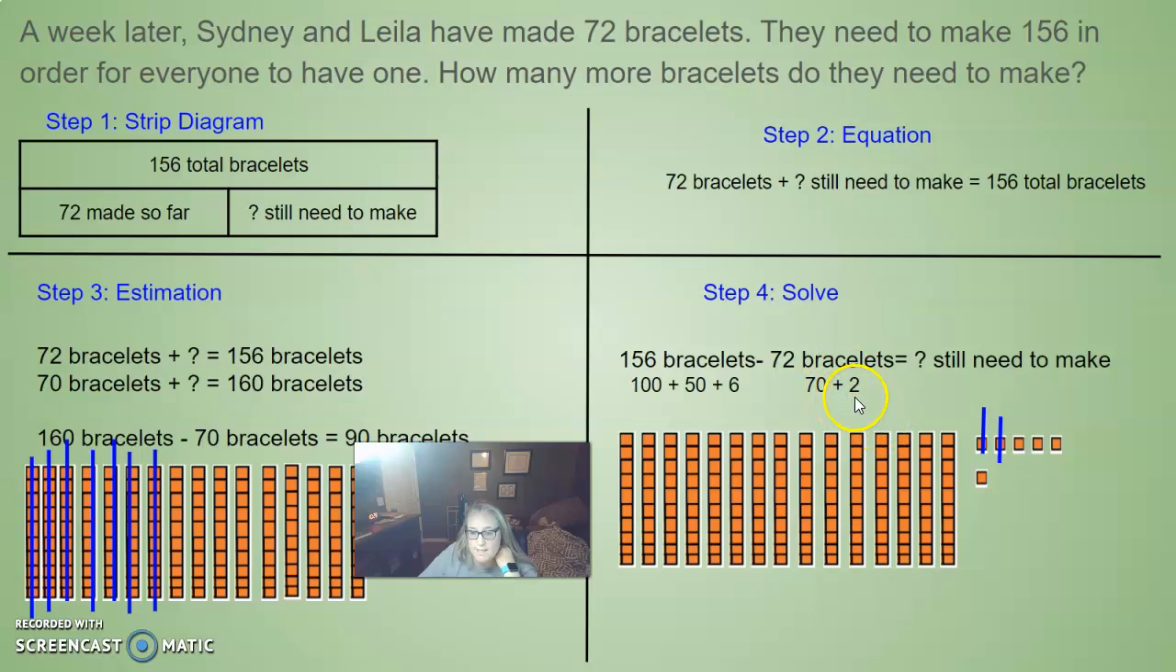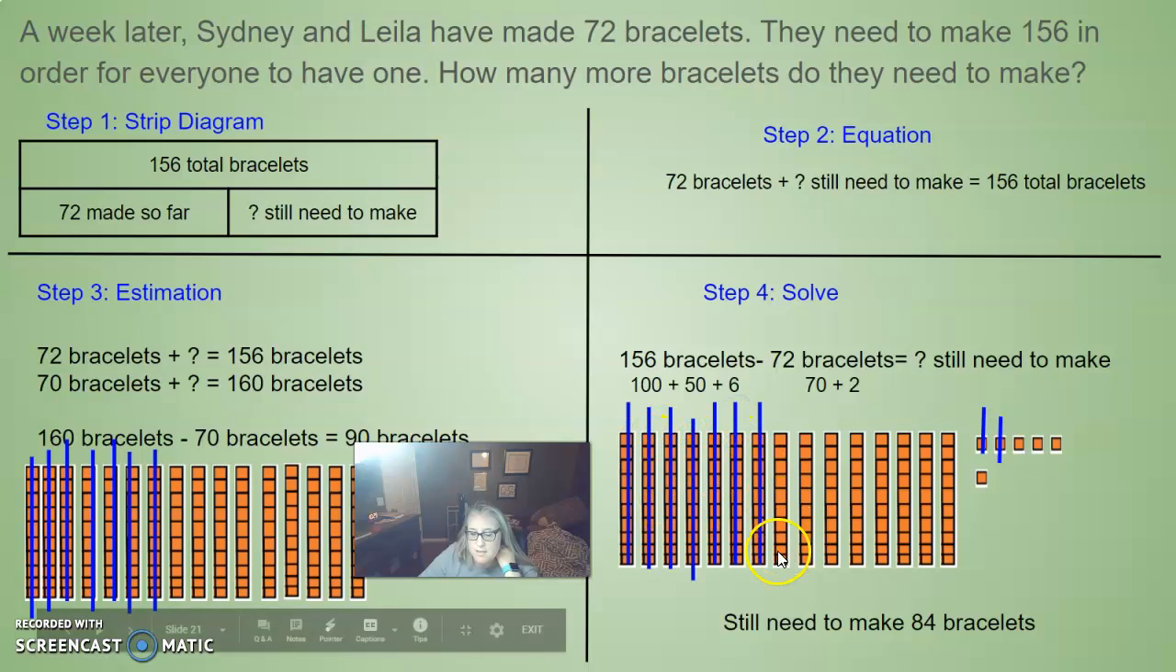So whenever I take something away, remember I cross it off. So I've crossed off my 2 ones. Now I'm going to take away my 70 bracelets. So when I do that, I'm going to do what? If you said I'm going to cross off 70 of my bracelets, you are correct. So I'm going to cross off 7 groups of 10. And when I do that, I'm able to decide what my answer is.